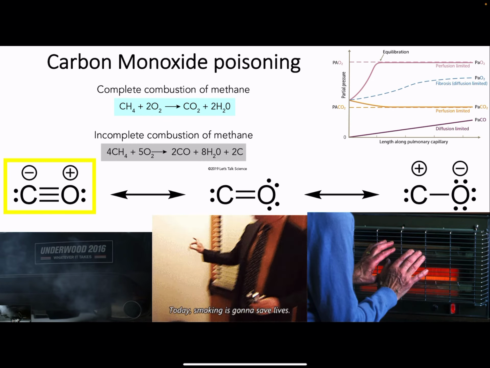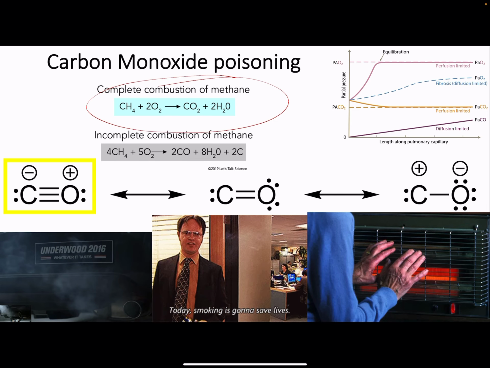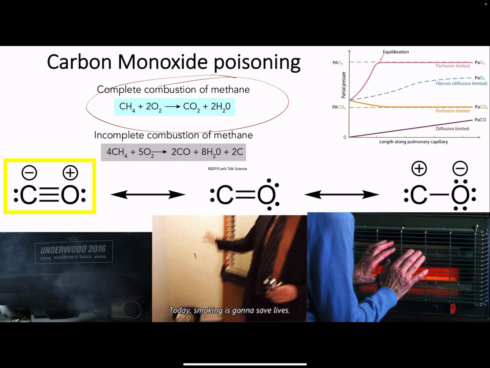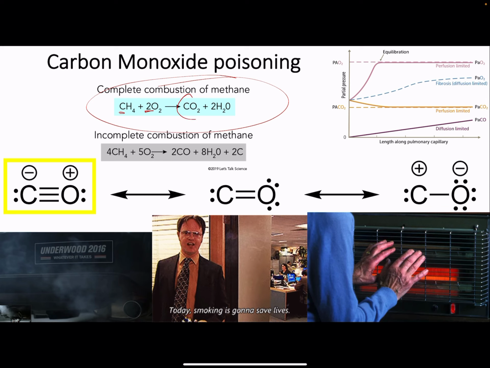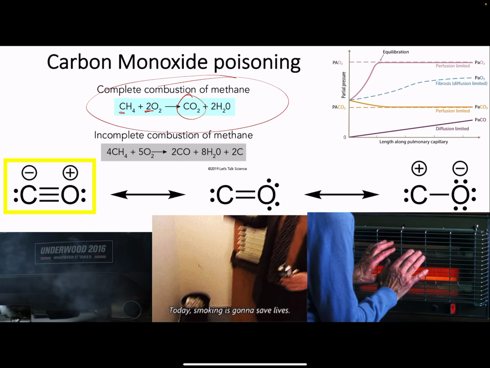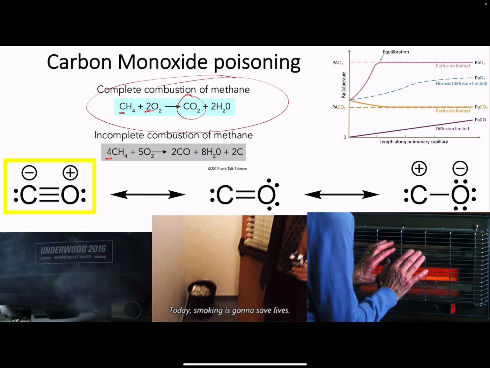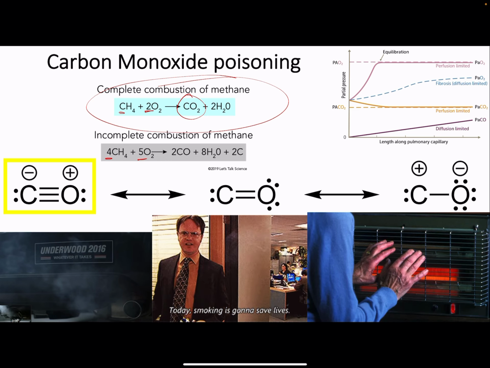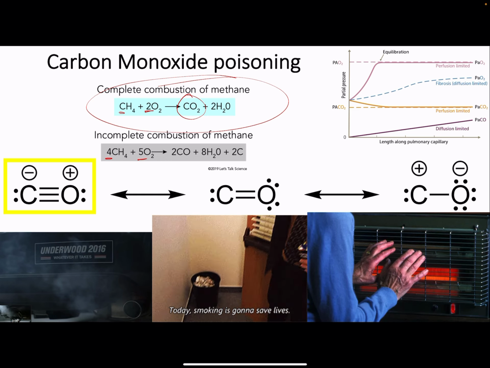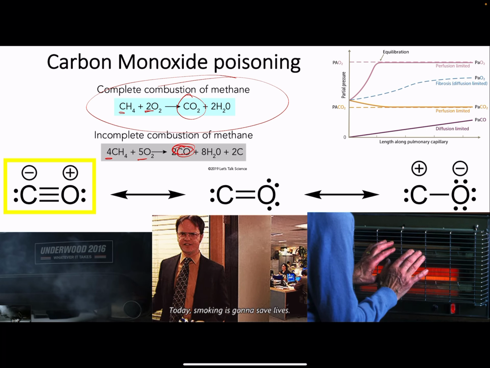So, carbon monoxide poisoning. Normal combustion, where we have excess oxygen, notice this is a 2-to-1 ratio, makes CO2, which is fine. But if you don't have enough oxygen, you get what's called incomplete combustion. Now, this is a 4-to-5 ratio. We don't have as much oxygen compared to the amount of hydrocarbons. Now you start to produce carbon monoxide.